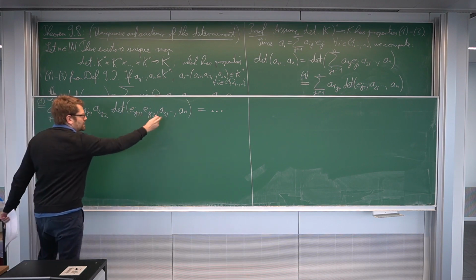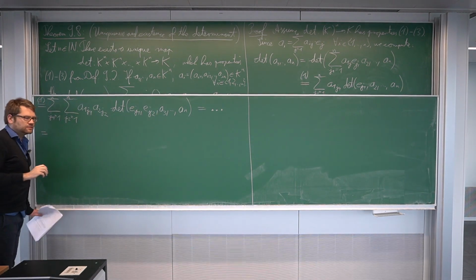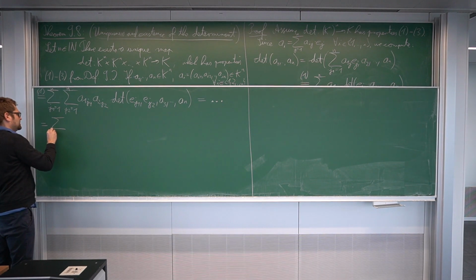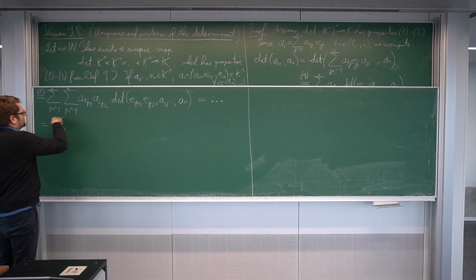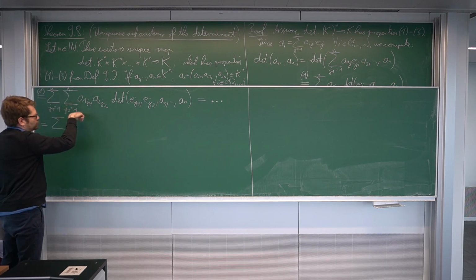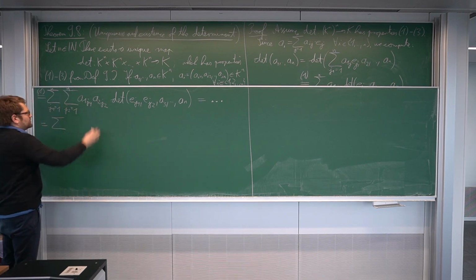So in the end, when we have reached that, what will the result look like? The result will be the following, and this now looks really messy. So we would have the sum from j1 equals 1 to n, sum from j2 equals 1 to n, and j3, and so on until jn. So we would have n many sums.